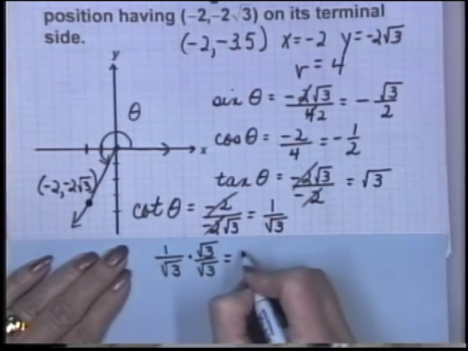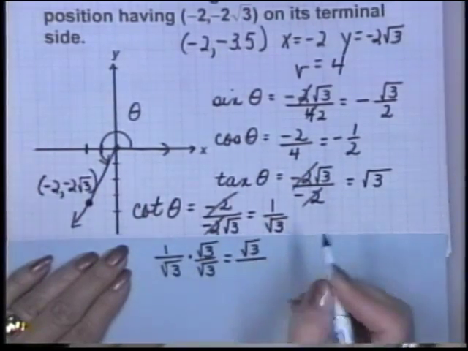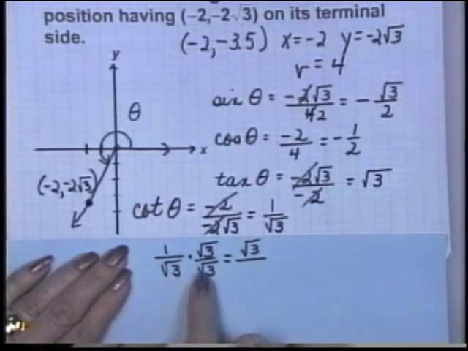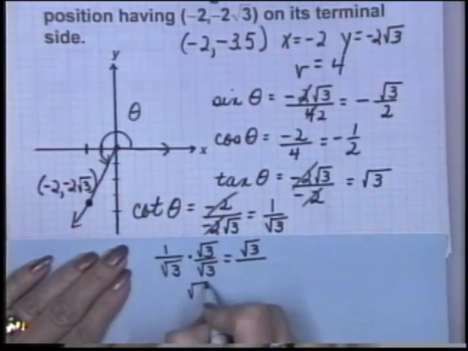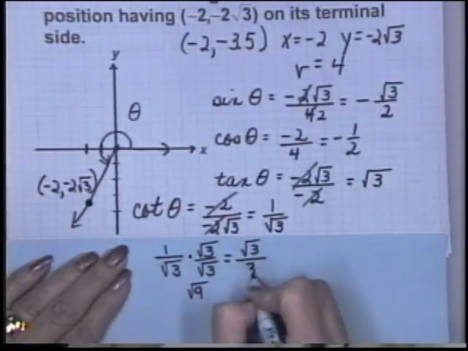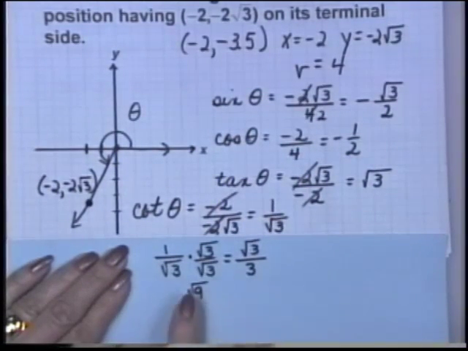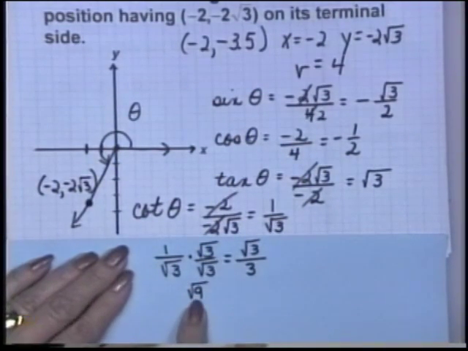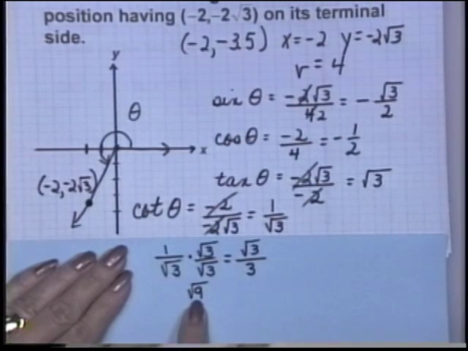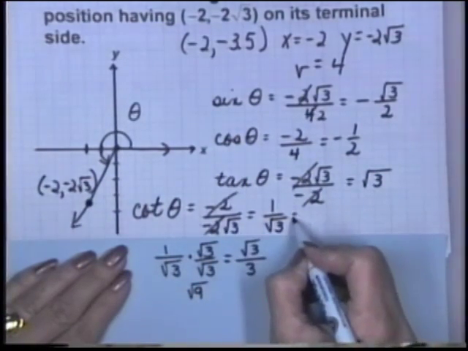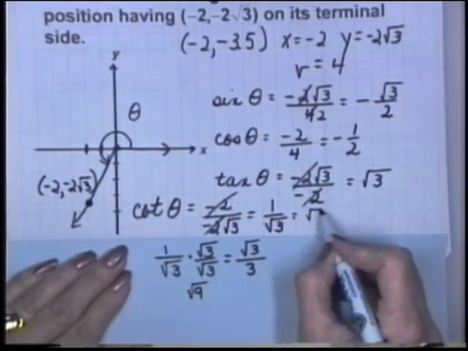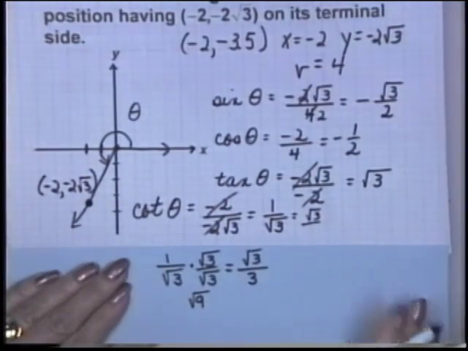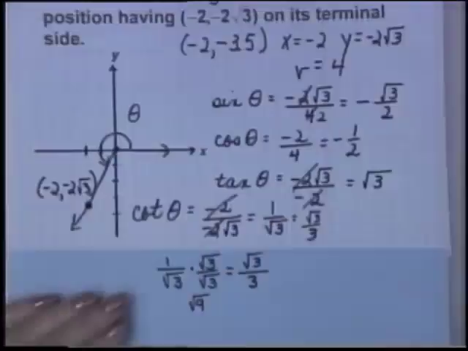1 times the square root of 3 is the square root of 3. Of course, the square root of 3 times the square root of 3 is the square root of 9, but we know that equals 3. Now, I'm not usually going to put that step in, but I thought it might have been a while since you've multiplied radicals, and you might want to see it. Usually, I just say the square root of 3 times the square root of 3 is 3. So we would write this cotangent as the square root of 3 over 3.